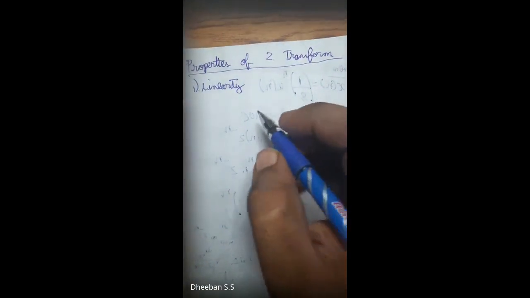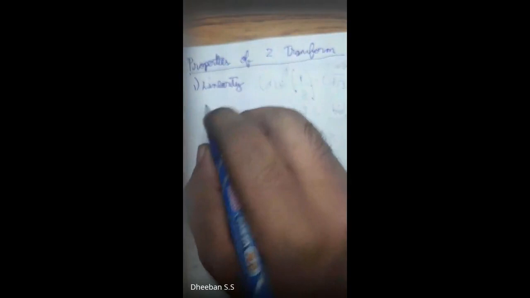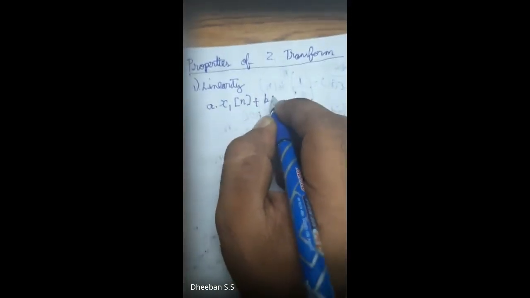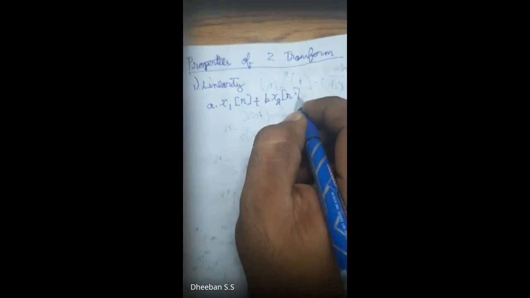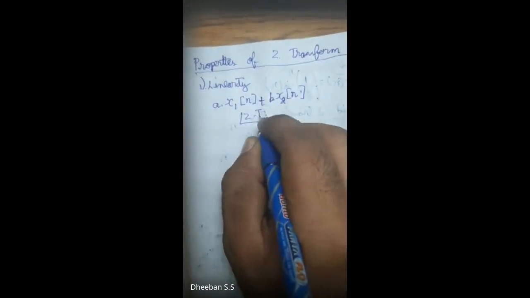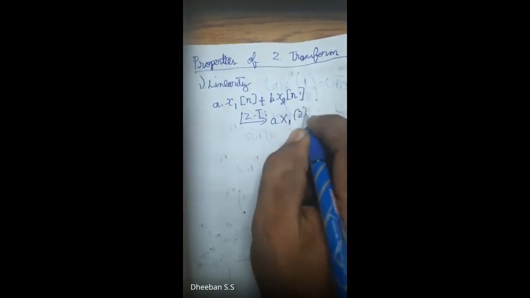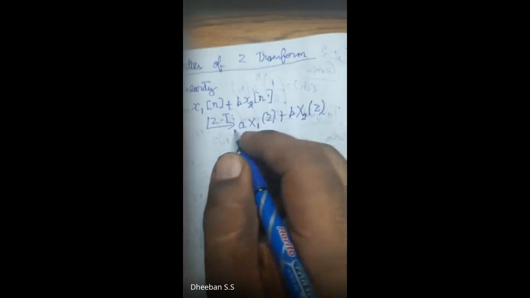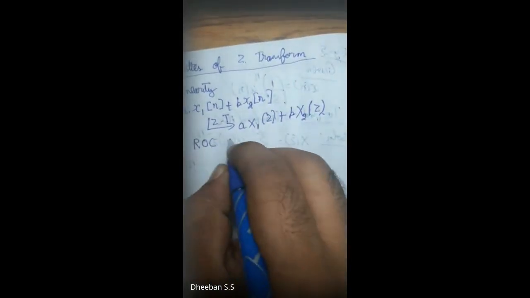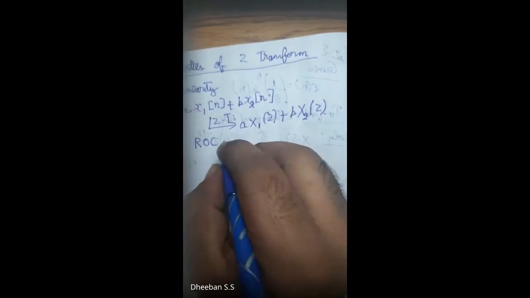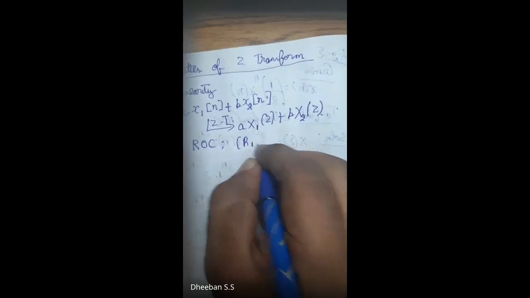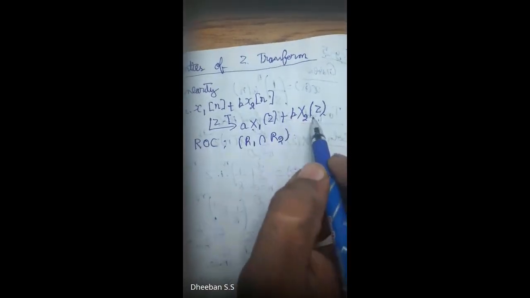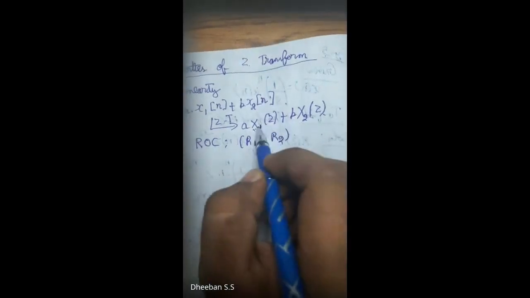As per the linearity property, A into x1 of n plus B into x2 of n, where A and B are constants, when we take the z transform we get A into x1 of z plus B into x2 of z, and the ROC will be the intersection of R1 and R2, that is, the region common to both signals. The intersection of the ROCs of these two signals.